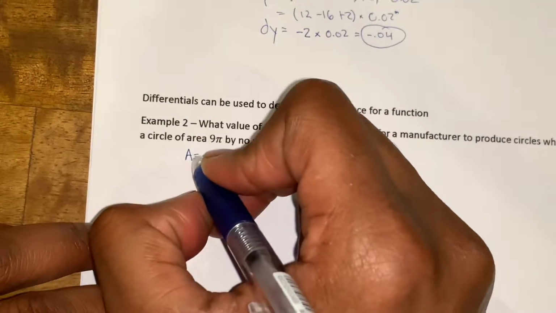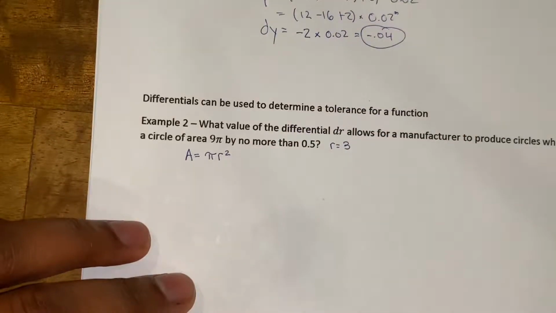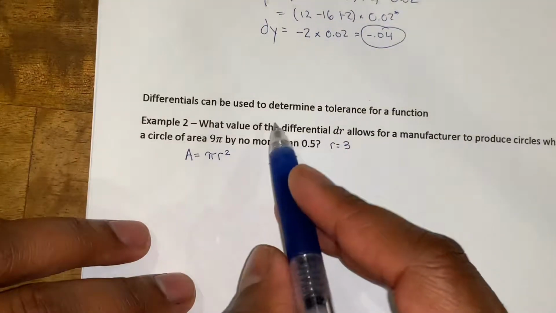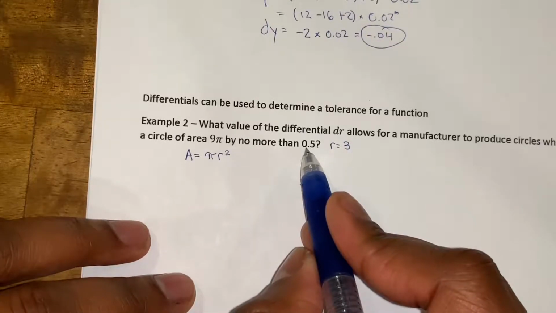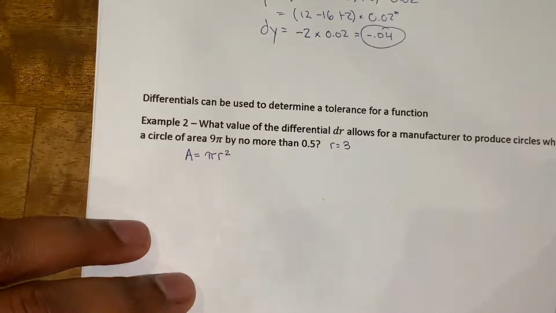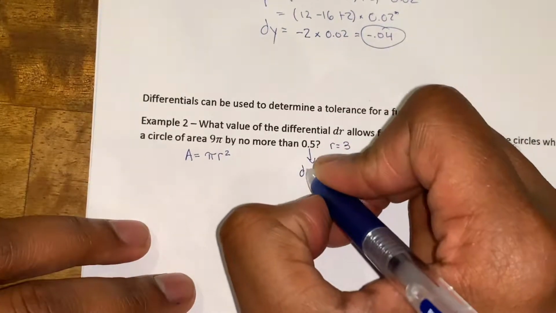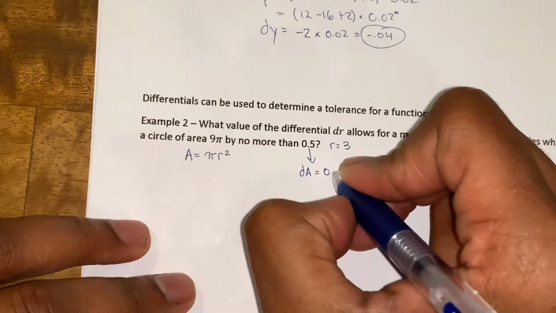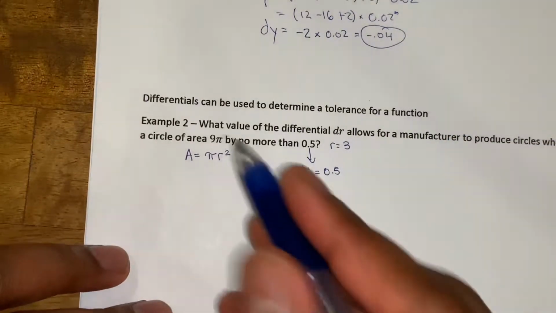Also, the area of a circle is pi r squared. So we know that dA is 0.5, because that's the difference from the area of the circle. So dA equals 0.5. We can say plus or minus. We'll talk about that in a moment.